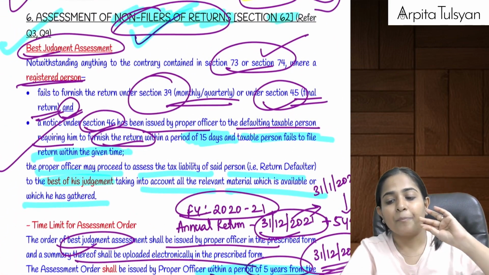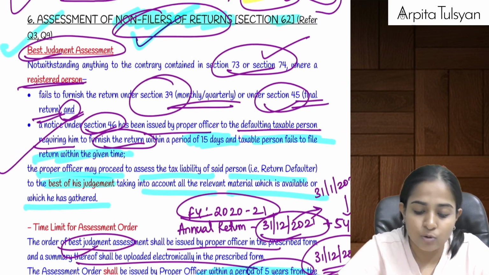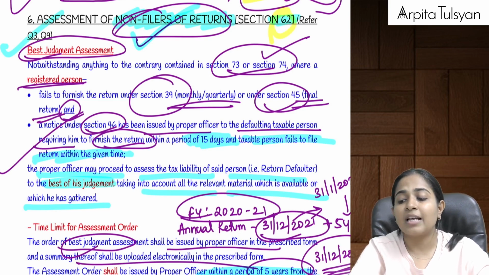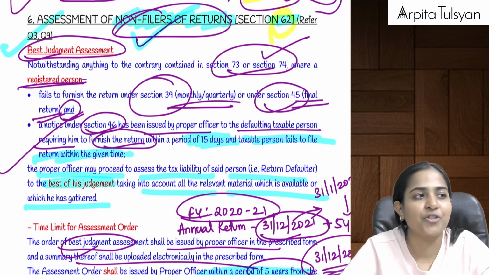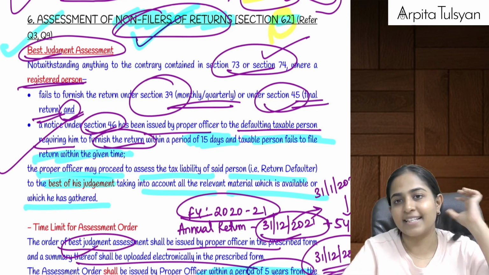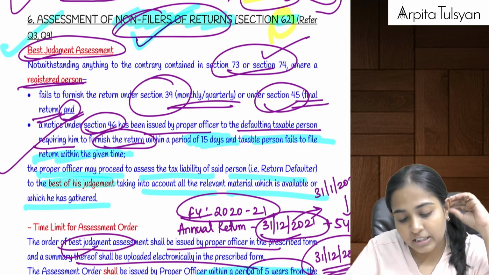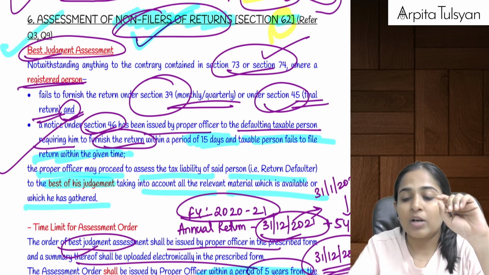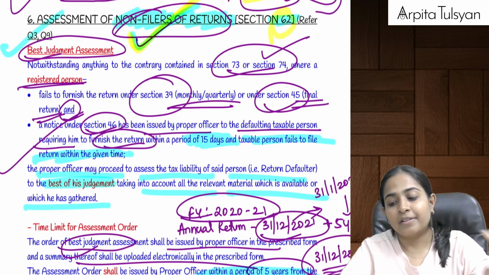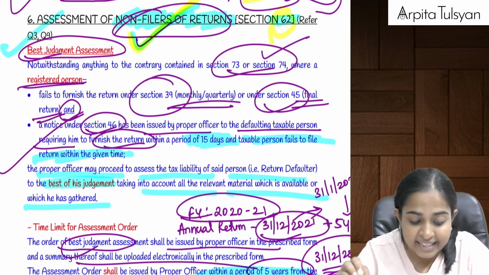Right, now the next two sections, section 62 and section 63, are both going to talk about best judgment assessment. Best judgment assessment under section 62 and section 63. Now section 62 talks about assessment of non-filers of return, meaning here again it is talking about a registered person.